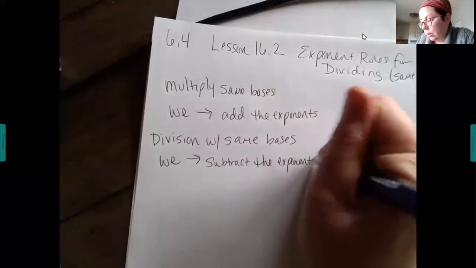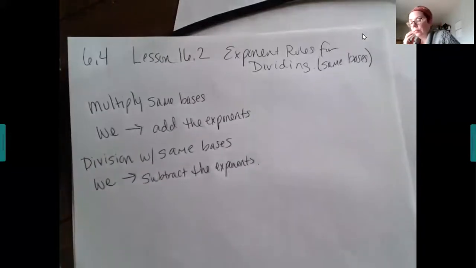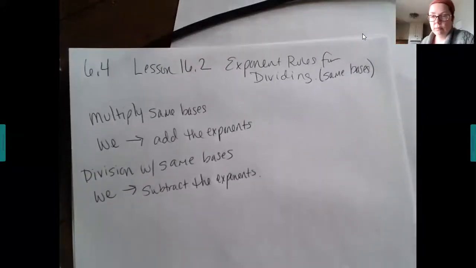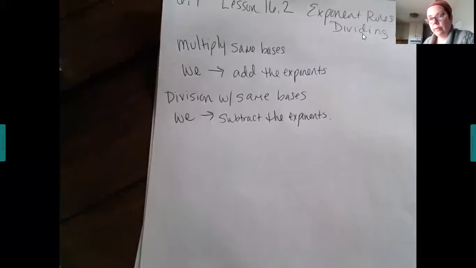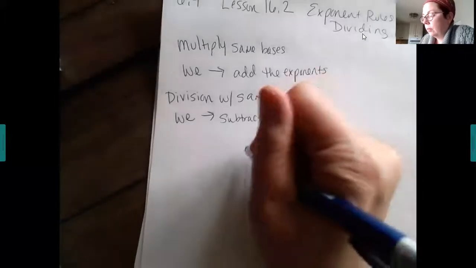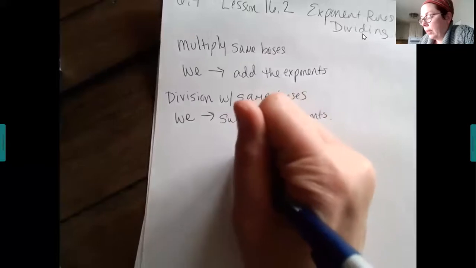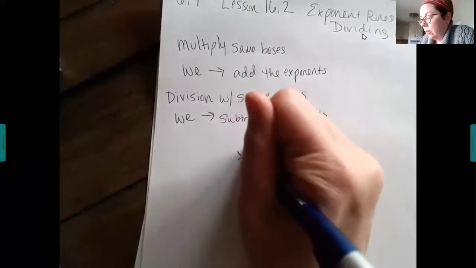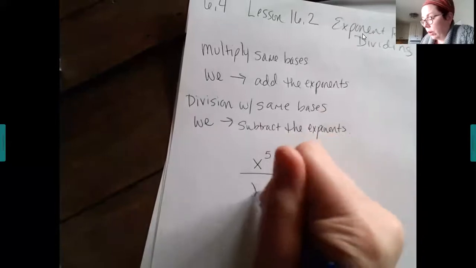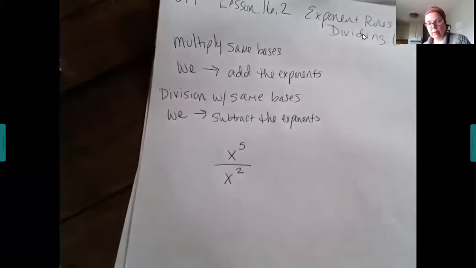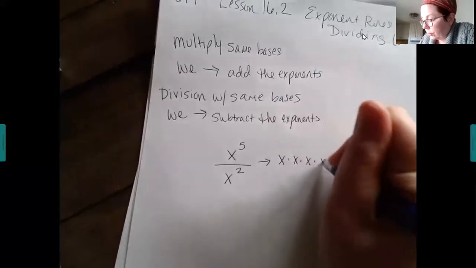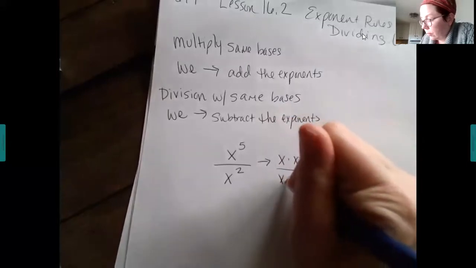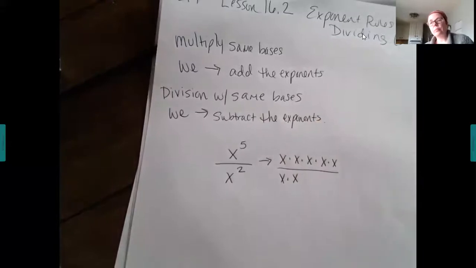So here we can run into some issues, but we'll see what happens. Okay. So again, by base, I mean the same variable. And if we have something like this, we have x to the 5th over x squared. So we have the same base, right? They're both x's. And if we wrote this out, we're going to see what happens.